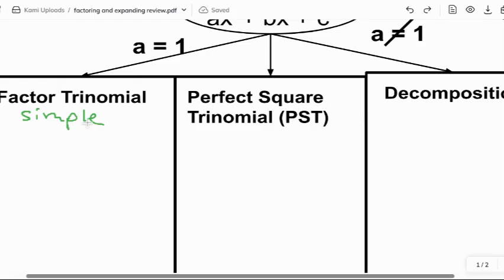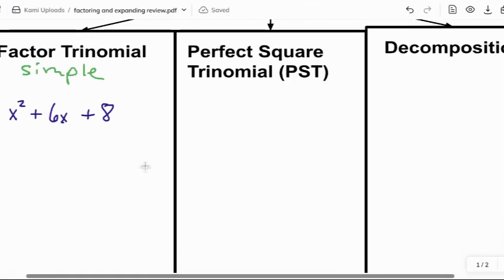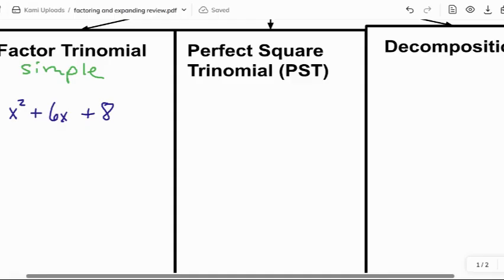So when do I use simple trinomial factoring? Well, I use it when a equals 1. What does that mean? What is my leading coefficient? 1. If I have an expression like this, it is a one-liner to factor. Do not decompose. You cannot. I can't stress it enough. If you enter functions and you are using decomposition on this trinomial, you're going to stumble, folks.